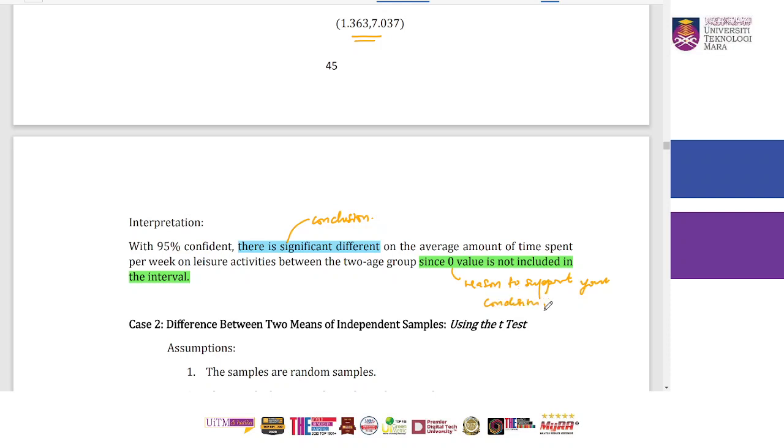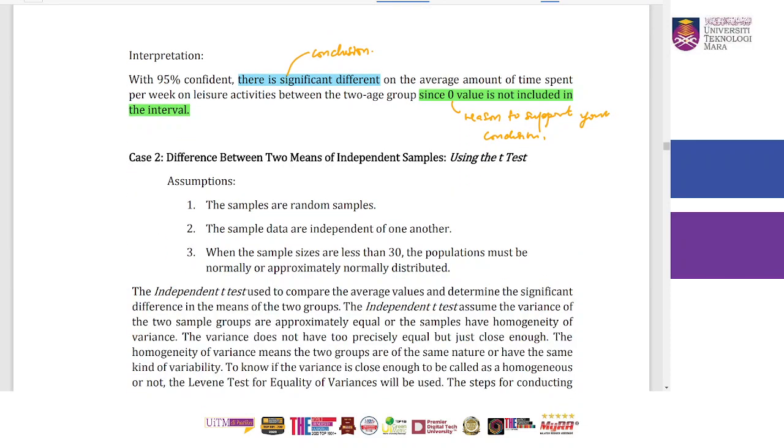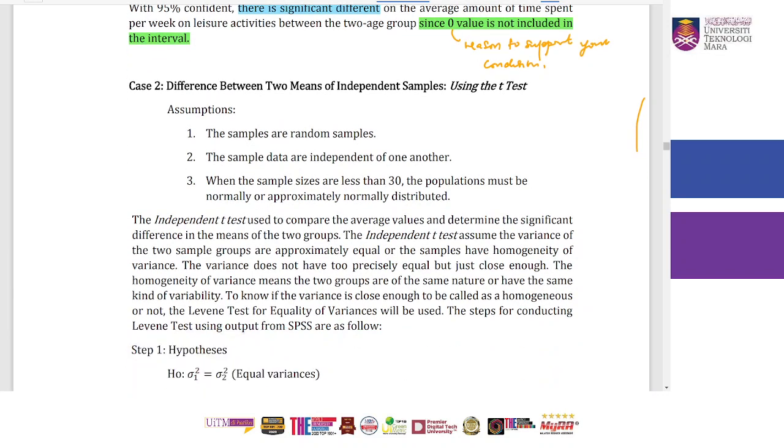Okay, so that is for the difference between two means, where you can use the Z test. The second one uses the t-test. So this is the situation for the t-test, and we will continue with it later.